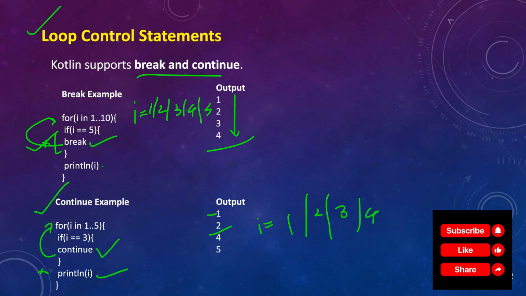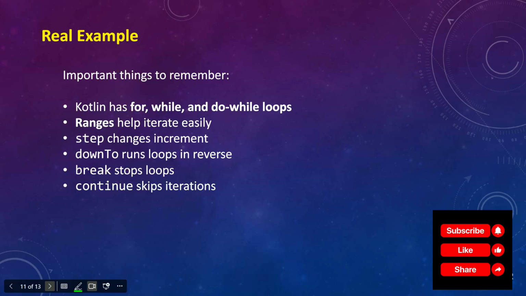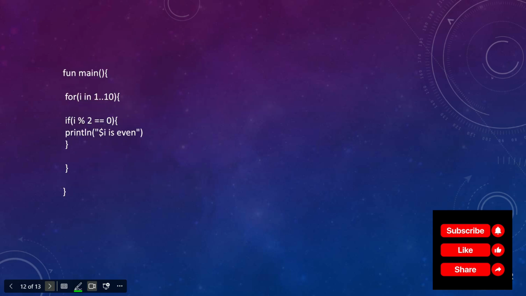Okay, so you can see here in the next real example, for i in range 1 to 10, and i percent 2 equals 0. That is an even number. So this program will print even numbers from 1 to 10.